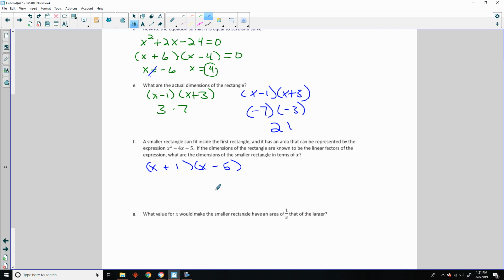All right. So a smaller rectangle can fit inside the first, and it has an area that can be represented by this. If the dimensions of the rectangle are known to be linear factors of the expression, what are the dimensions of the smaller rectangle in terms of x? And there they are, x plus 1 times x minus 5.